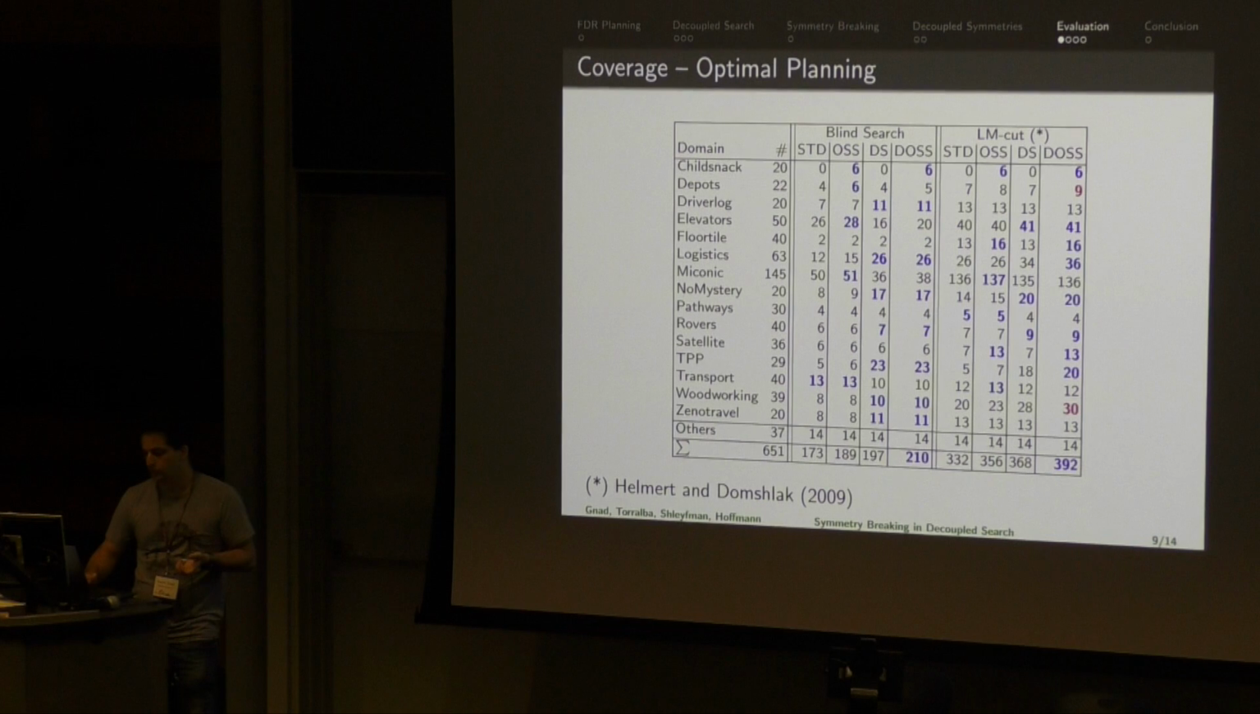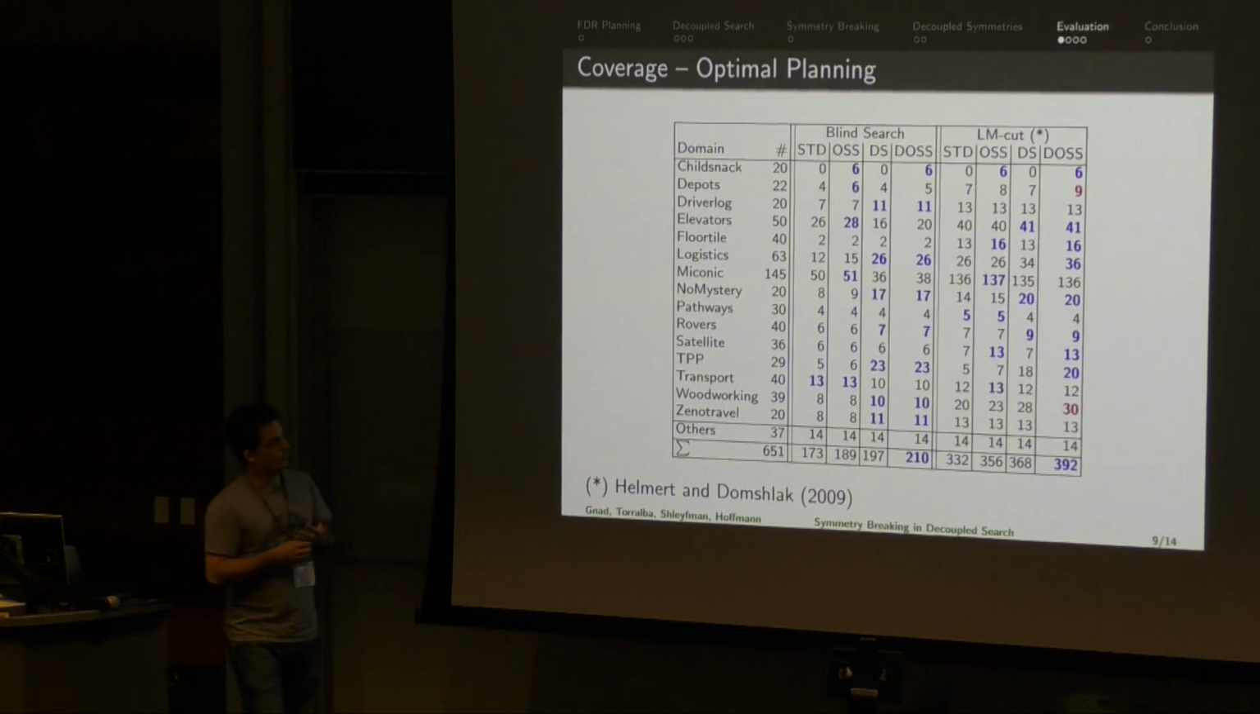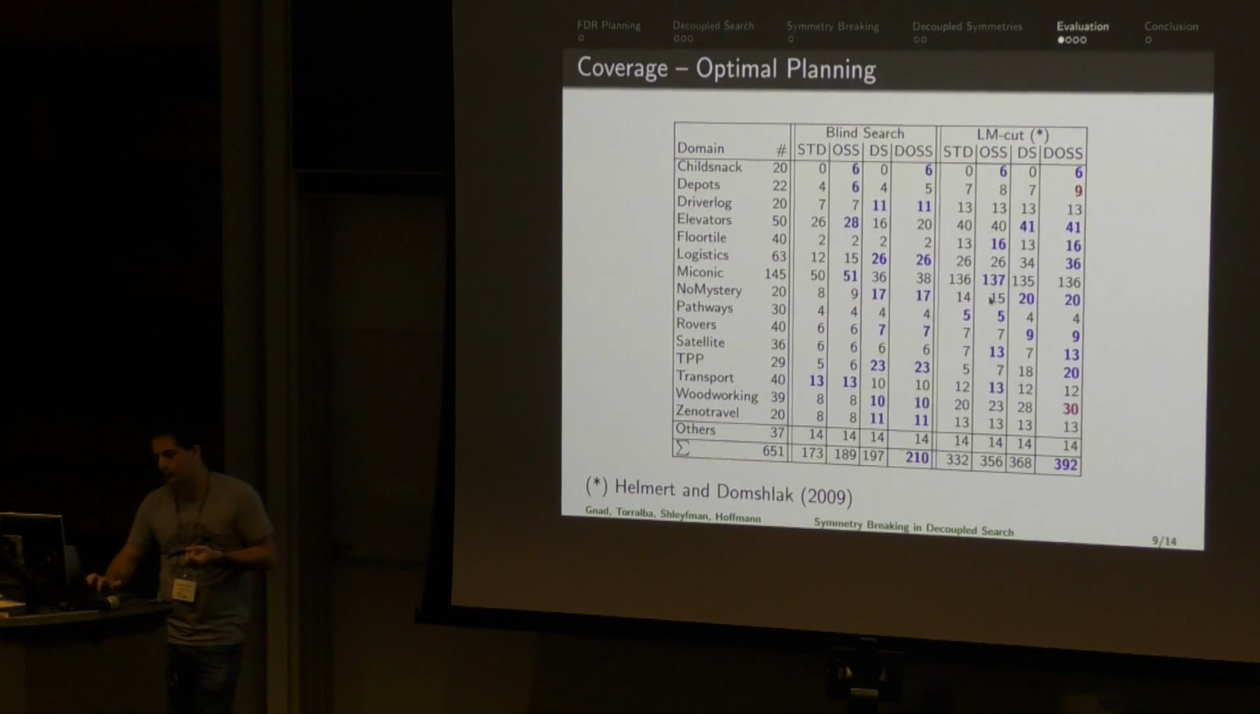So let's see how it performs. Here are some results of optimal planning where we run blind search and search under LM-cut, where we compare standard search, orbit space search, decoupled search, and our new method, decoupled orbit space search.